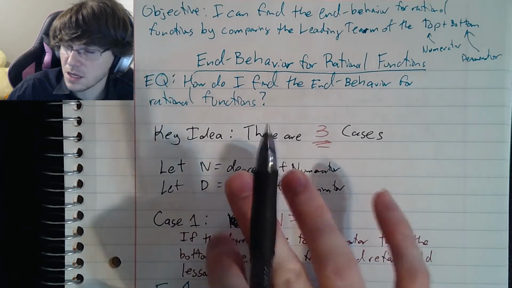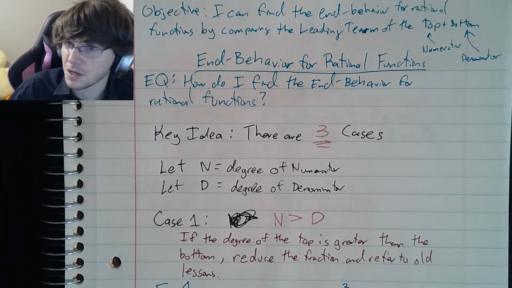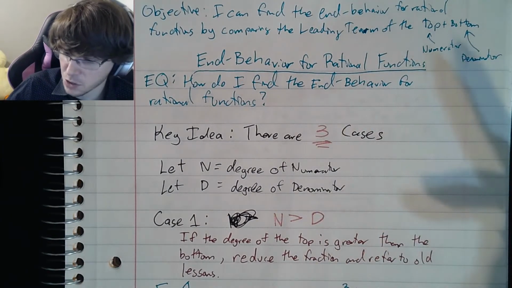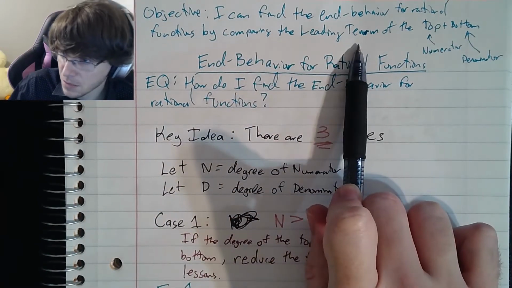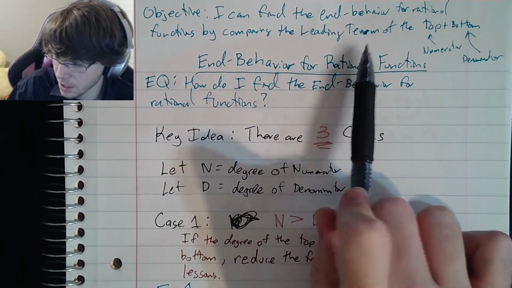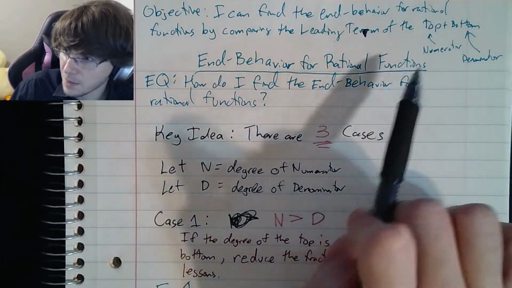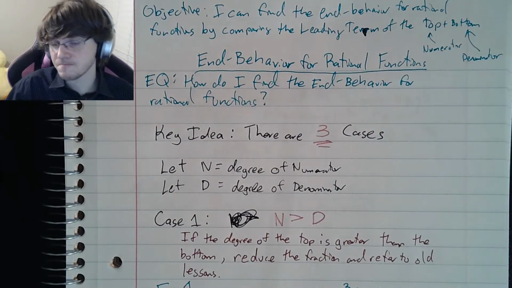And the objective, which you do not have to write down at the top, just a reminder, is just telling you what we're going to be doing: I can find the end behavior of rational functions by comparing. This is what you're going to do. You're going to compare the leading term, this is term, T-E-R-M, that's just a single R, of the top and bottom. The top being the numerator, the bottom being the denominator.